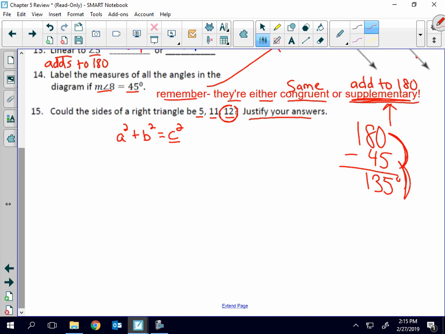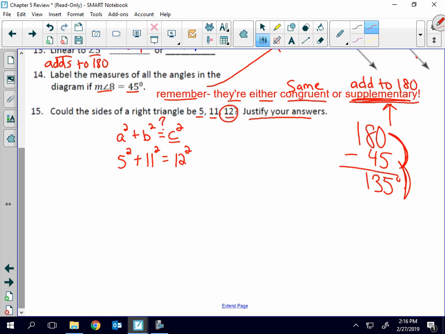This happens to be written in order, so c is going to be 12. So let's go ahead and plug these in and see if they're the same. We're asking, are these equal? So a, we'll label it 5. b would be the 11. And c has to be the biggest number, in this case 12.